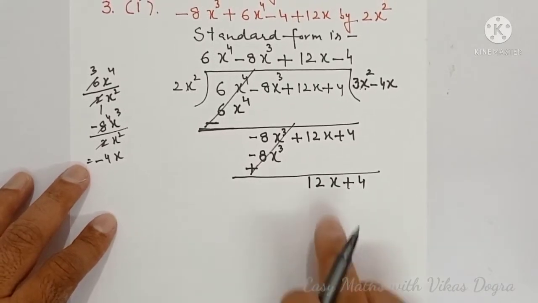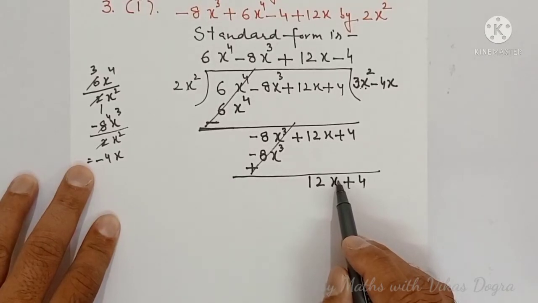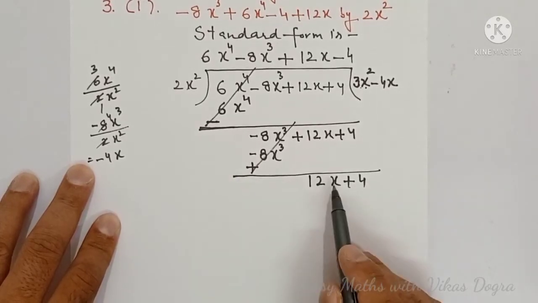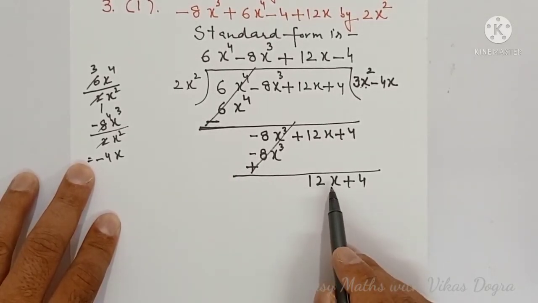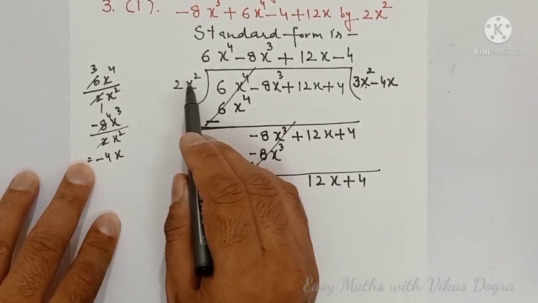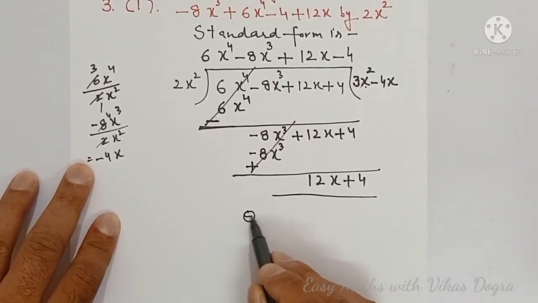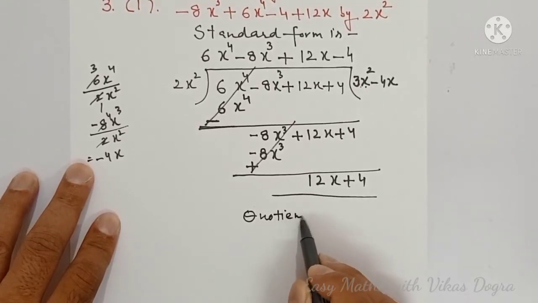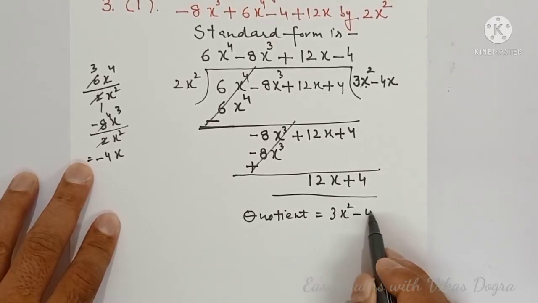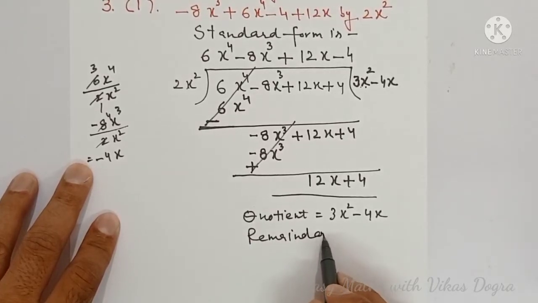Now we need to divide this 12x with 2x square. You can see here the power of x is 1 and here the power of x is 2. So division is not possible because always for division to be possible the degree of a remainder must be equal to or greater than the divisor. So division will not be possible. So we will stop the division here only. Quotient is 3x square minus 4x. And what is the remainder? The remainder is 12x plus 4.